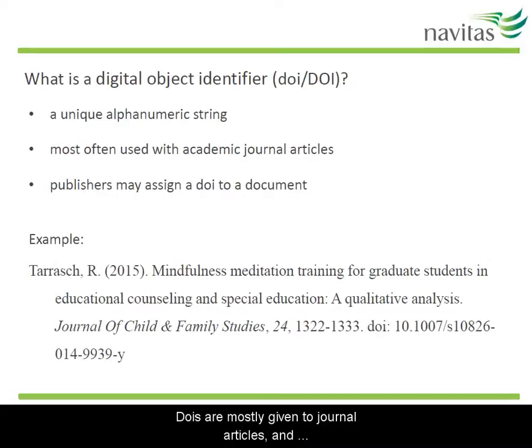DOIs are mostly given to journal articles and sometimes to ebooks. You know how when you try to use old links to things on the internet, often the link is broken and you can't find the document. The aim of DOIs is to avoid this. They provide a permanent link and identity for a document. This example shows how to put a DOI in a reference list entry.